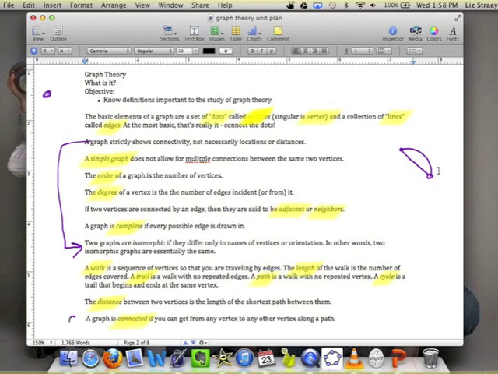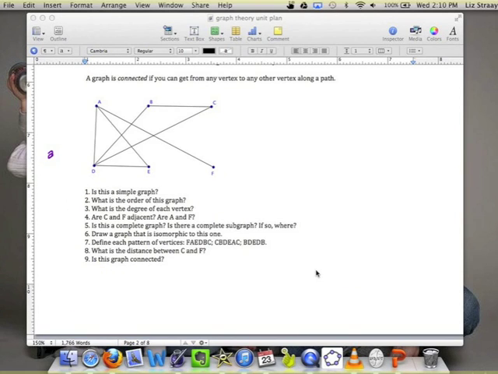So, first question says, is this a simple graph? The definition of simple says it does not allow for multiple connections between the same two vertices. So if we can find any 2 points that are connected more than once, then it is not simple. So is this graph simple? Yes. The most times anything's connected is just once. So this is a simple graph.